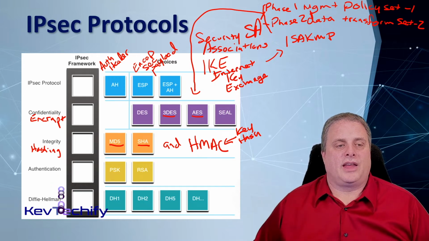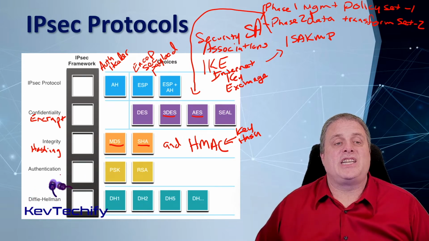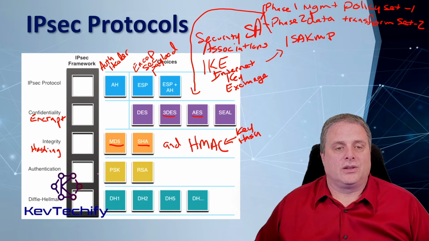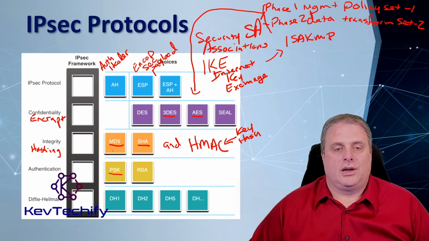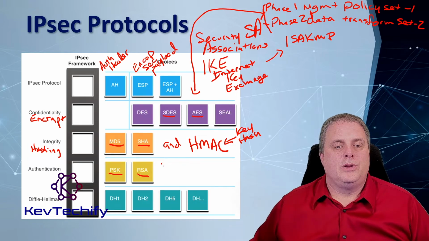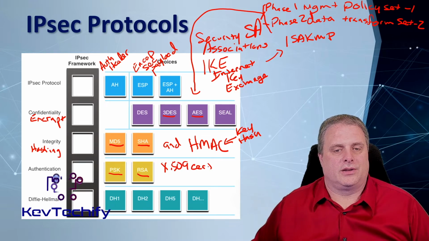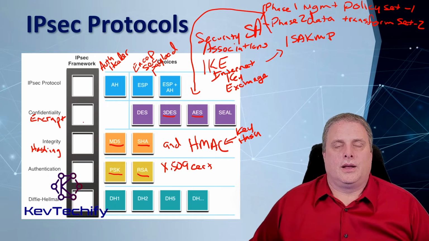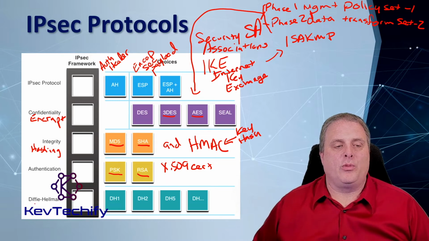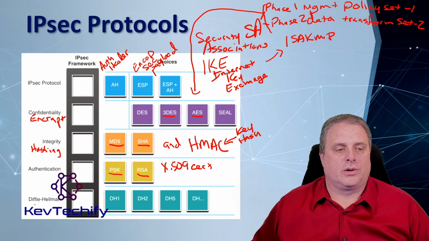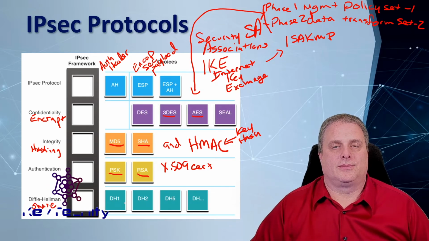Then the method of authenticating each end of the tunnel would either be with a pre-shared key or an RSA using an X.509 certificate. And then which Diffie-Hellman algorithm or group you're going to use to share those keys across the internet.